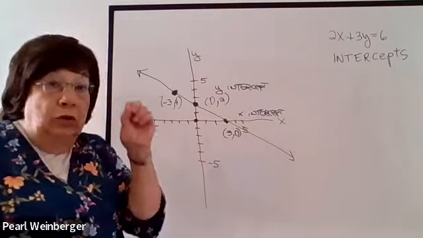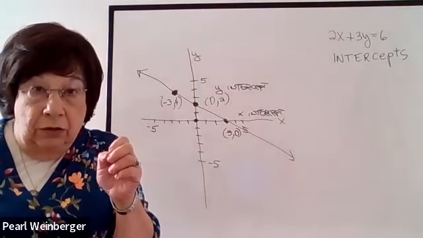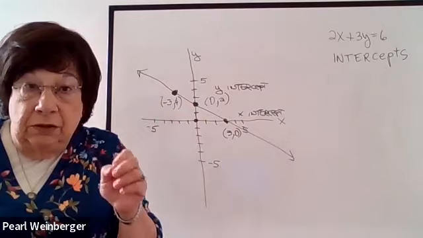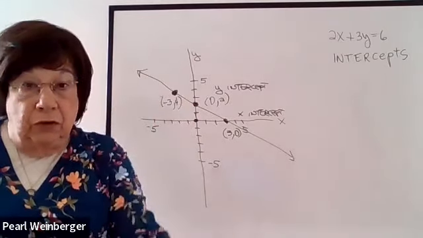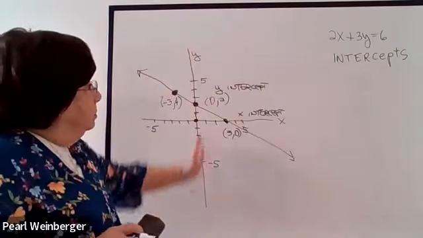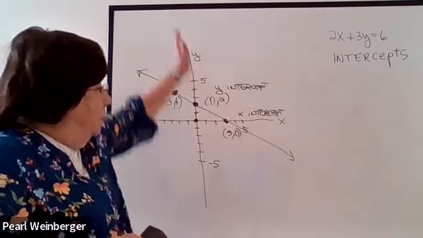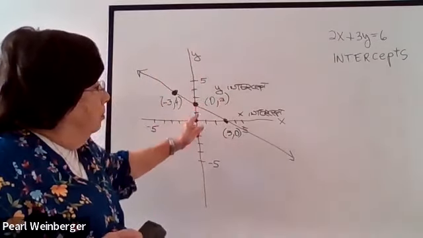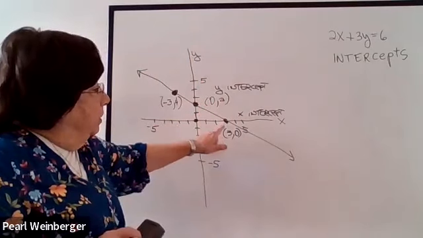It's understood when you're talking about a y-intercept that the x has to be 0, because in order to be on the y-axis, you can't be to the left or right. You have to be on the 0 for the x.